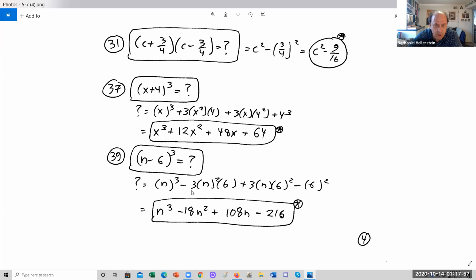So n cubed, 3 times 6 is 18, minus 18n squared. 3 times 6 squared is 108, plus 108n. 6 cubed, not squared, is 216. So n cubed minus 18n squared plus 108n minus 216 is the answer.